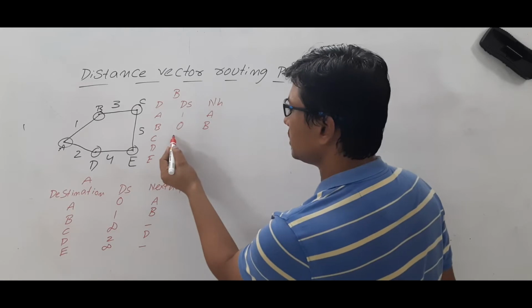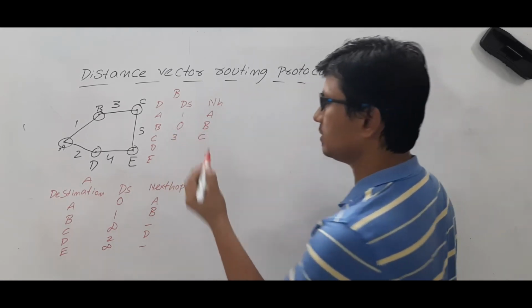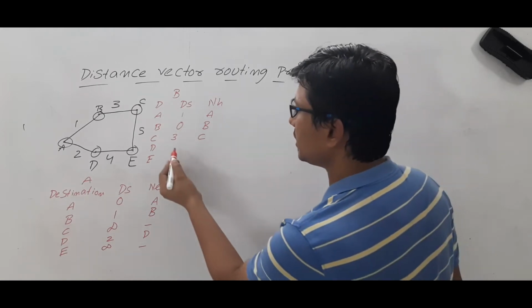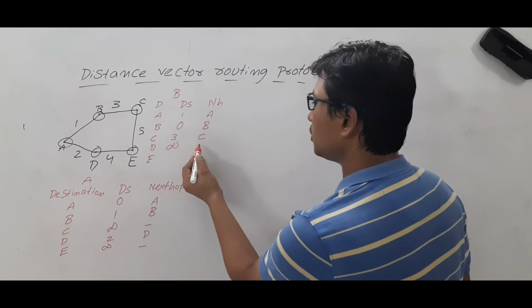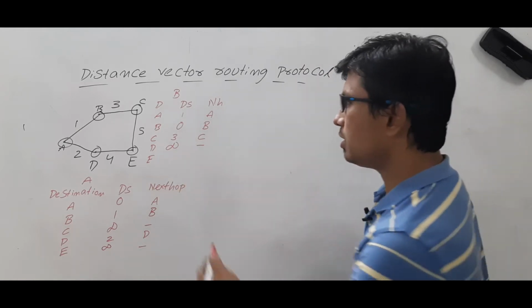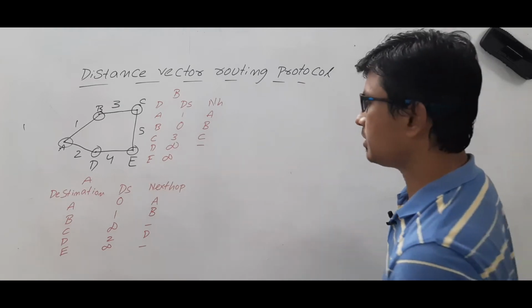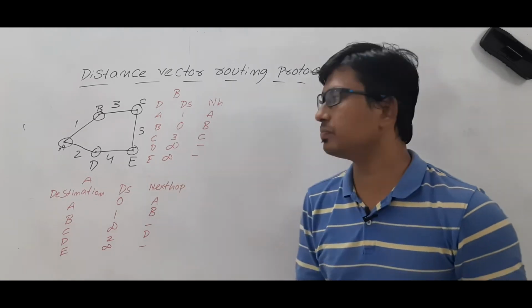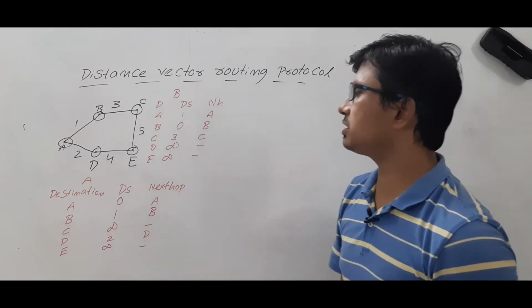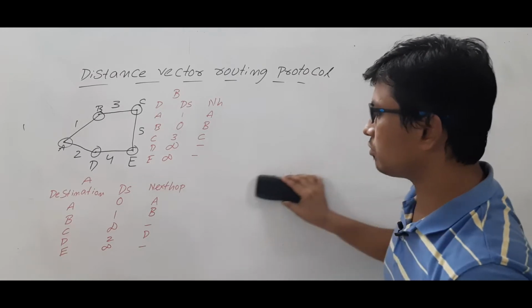B to C is 3, okay, and the next hop is C. B to D, it does not know the information because B and D are not neighbors, so it does not know the next hop. B to E also it does not know the information, so it will keep the distance as infinity and the next hop is not known right now. Is it clear? So this is the information that will be there at C. Now let me find out what will be there at E.